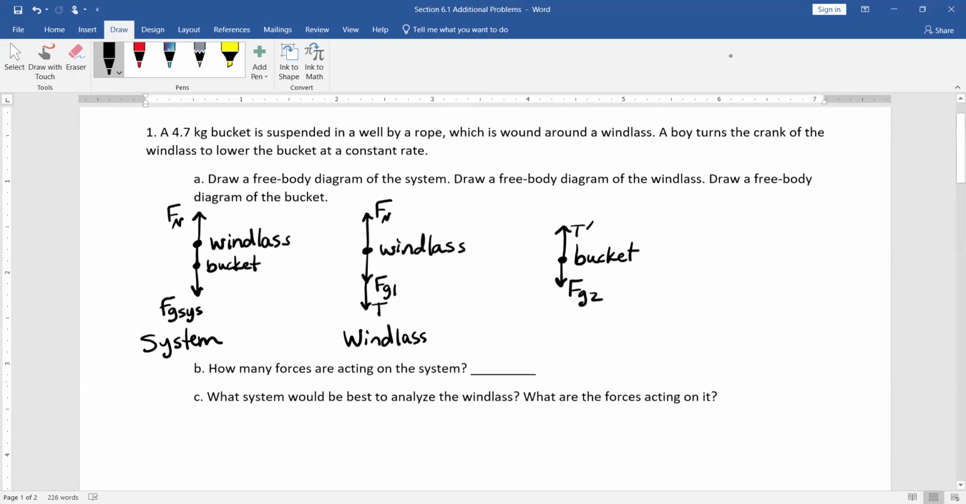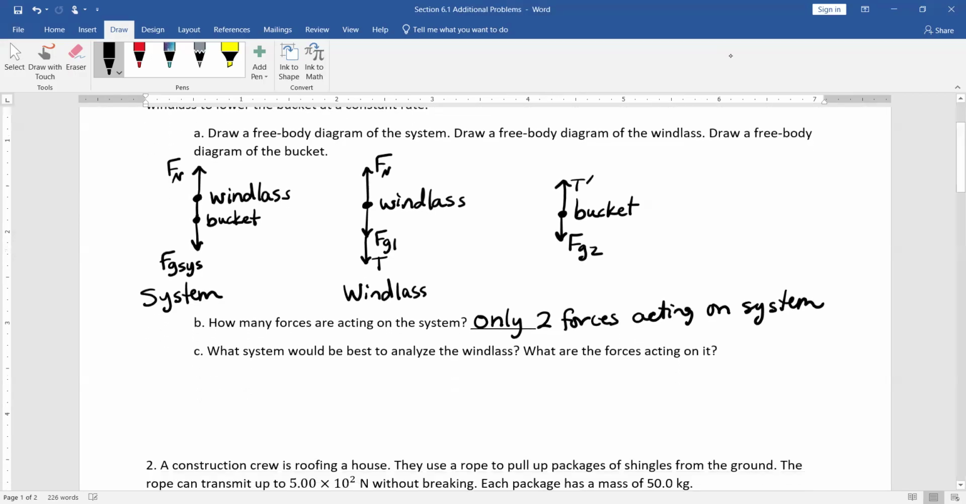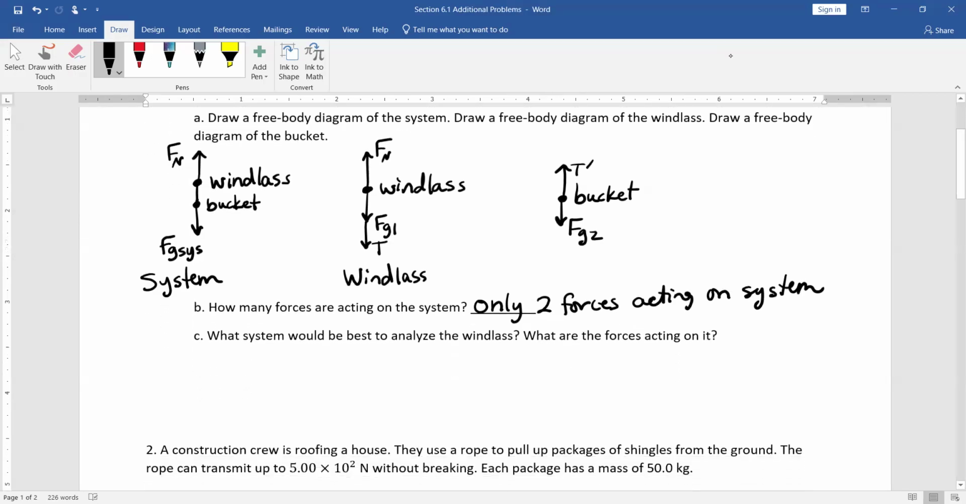Okay, so the questions that we have: how many forces are acting on the system? That means it's just related to this very first diagram. So you can see we have the tension at the top, or the normal force, and then we have the force of gravity. So there's always going to be only two forces acting on the system as a whole. And then what system would be best to analyze? The windlass. That is just the windlass system.